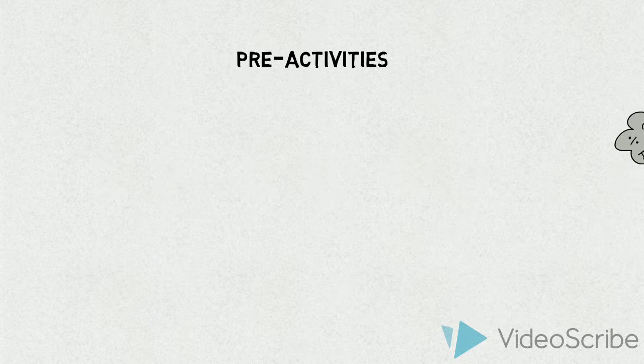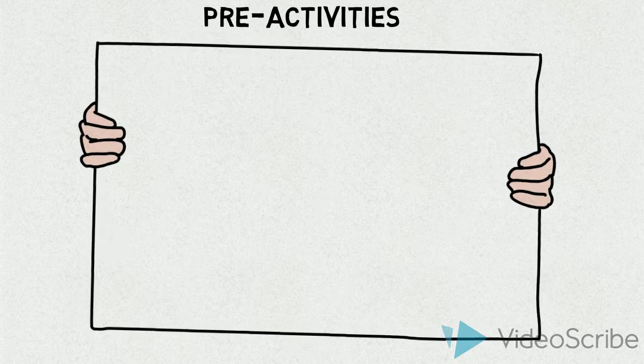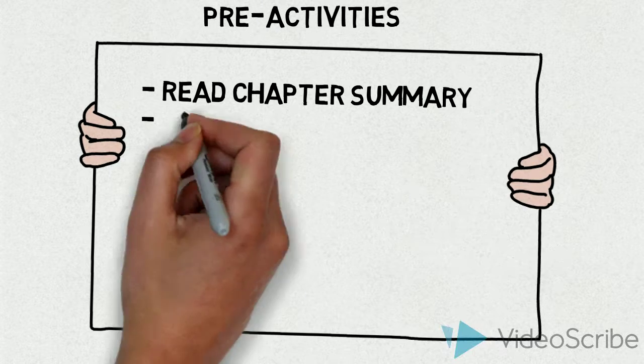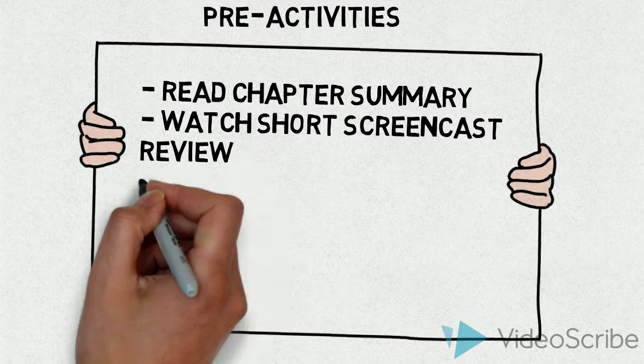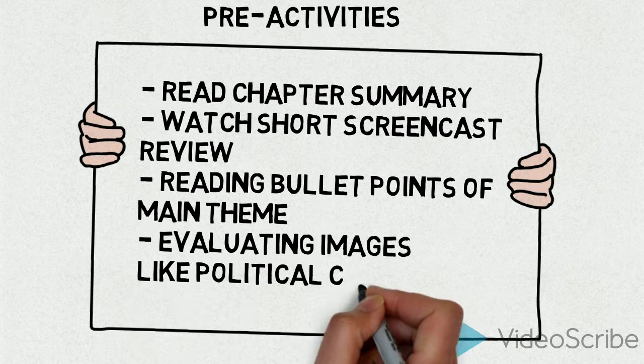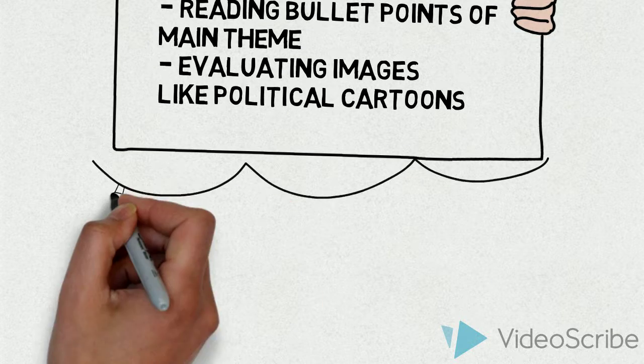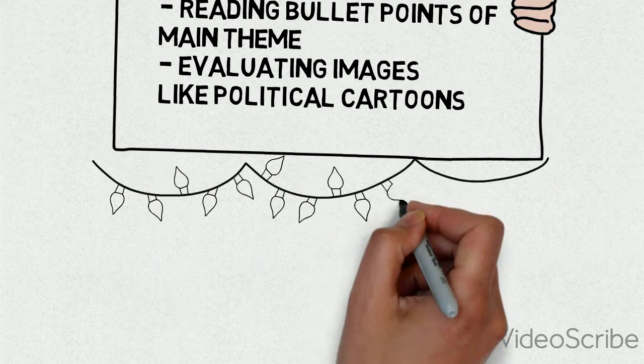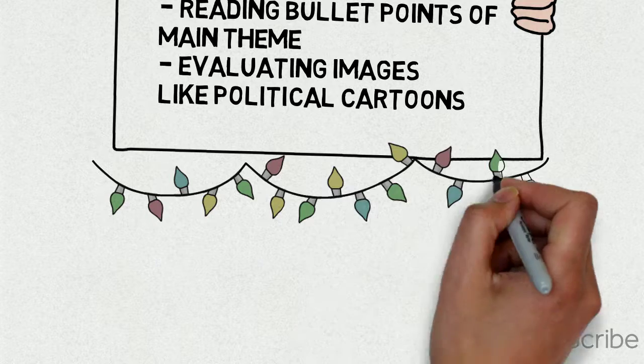Some pre-activities can include reading a summary of the textbook chapter, watching a short screencast of the lesson to be taught, reading bullet points of the main themes of what is to be learned, or critically looking at an image or political cartoon before class starts. These activities expose students to the lesson prior to the lesson being taught.